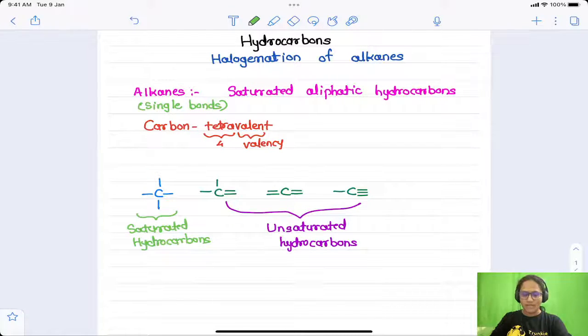So as far as alkanes are concerned, they have carbon to carbon or carbon to hydrogen single bonds. Therefore, the carbon to carbon and carbon to hydrogen bonds are not that easy to break.